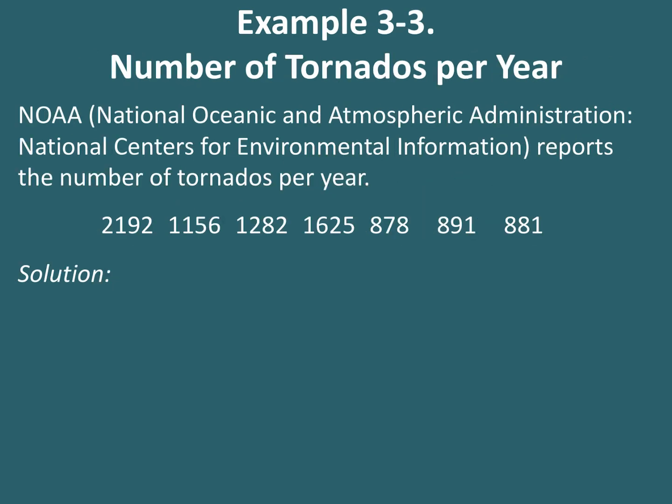The NOAA reports the number of tornadoes per year. Here is a list of the number of tornadoes per year for the last 7 years. First, we put these numbers in numerical order, from smallest to greatest. Now that we have them in numerical order, we see which number is the middle. That will be our median. As you can see, we have 3 numbers to the left, 3 numbers to the right, making 1156 our median.